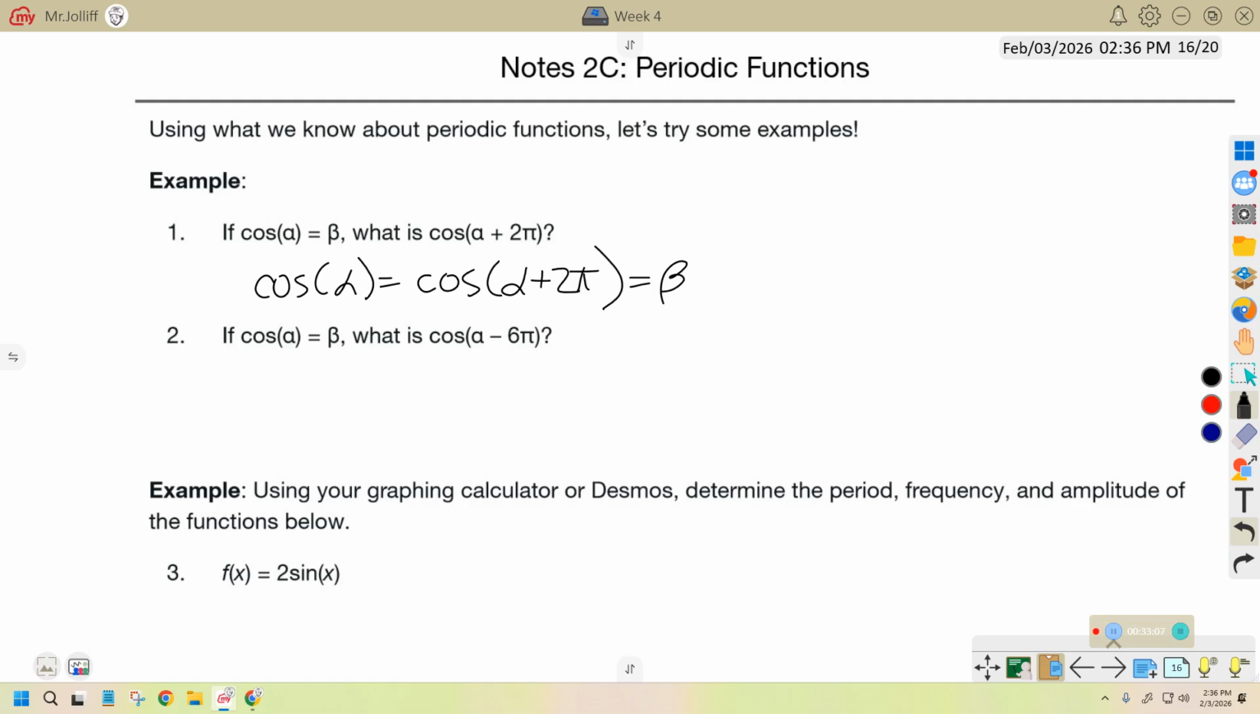Any whole number multiple of that period is a full circle around, and will put you back where you started. What about cosine of alpha minus 6 pi? You should be asking yourself, is 6 pi a whole number multiple of 2 pi? Yes, it's 3 times 2 pi. So we went around the circle 3 times. We end up back where we started. The answer should be what? Beta. Very good. As long as it's a whole number multiple of the period, it's the same answer as where you started. 2 pi, 6 pi, 100 pi, anything that's a multiple of 2 pi.